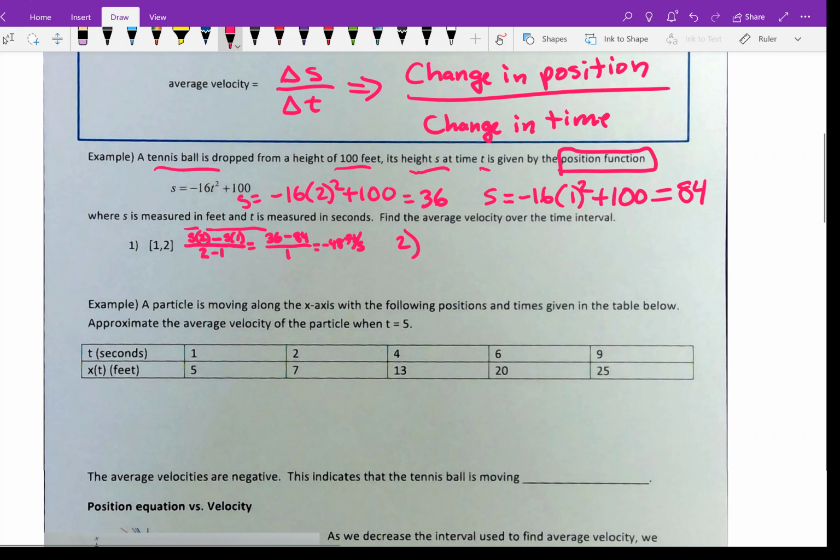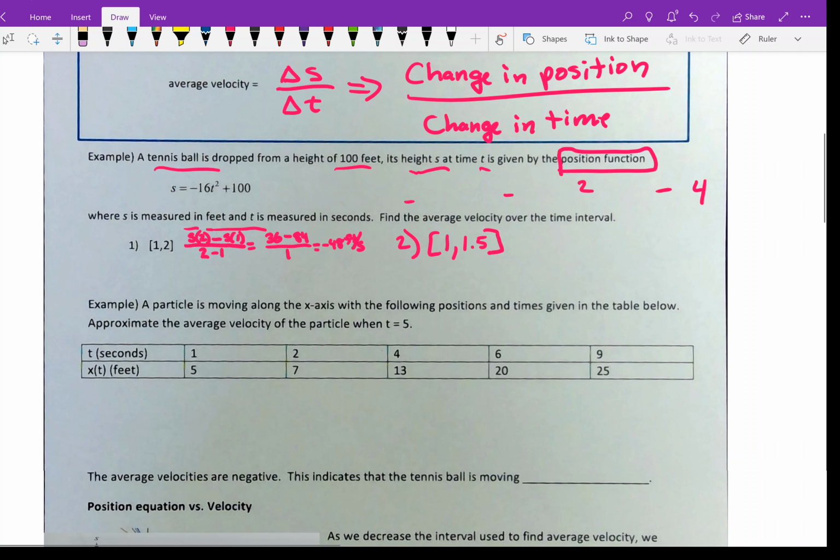On the second example, we're going to have another interval. This time it's going to start from 1 second to 1.5 seconds. Again, I'm going to plug these numbers into my position formula, or function.